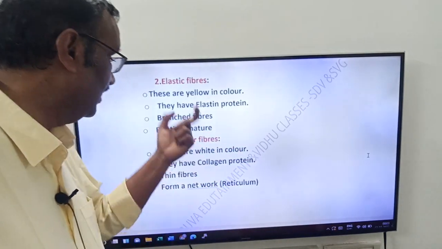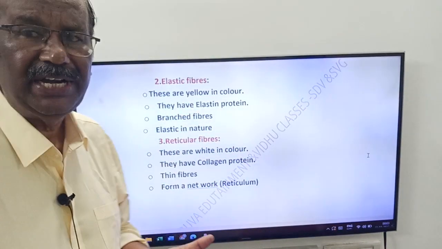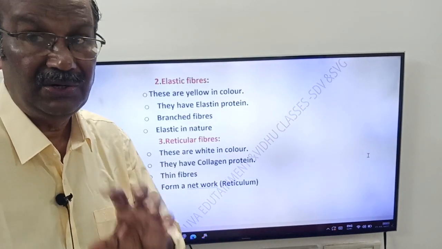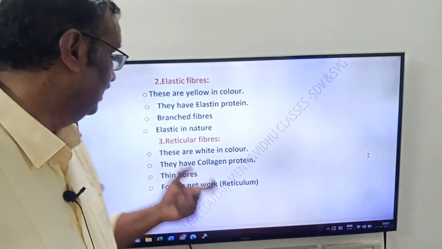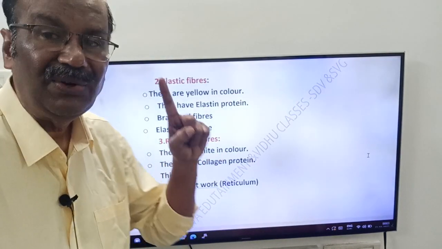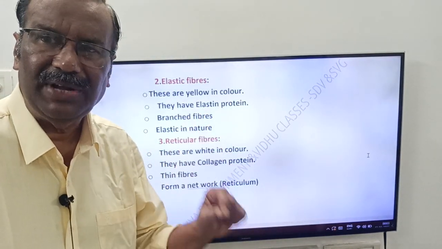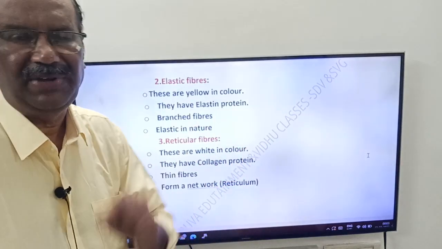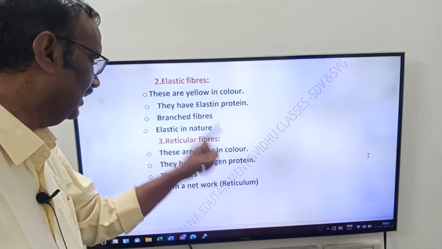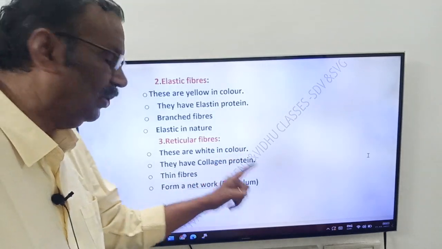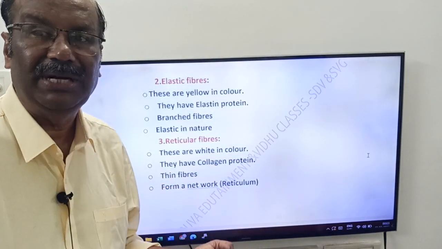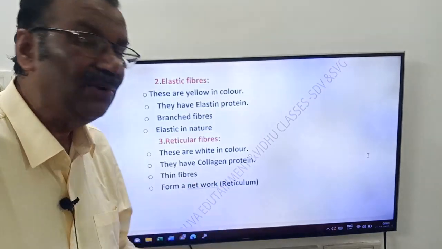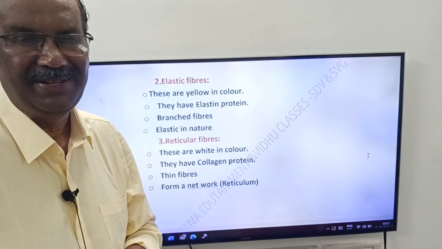Okay friends, now last one, reticular. You know friends, reticulum means net-like. You have to remember it friends, they form an interconnecting net-like structure. These are white in color like collagen fibers. Reticular fibers resemble collagen fibers. They have a protein, that is collagen. These are thin fibers. But the last character is important, friends. They form a network, that is reticulum.